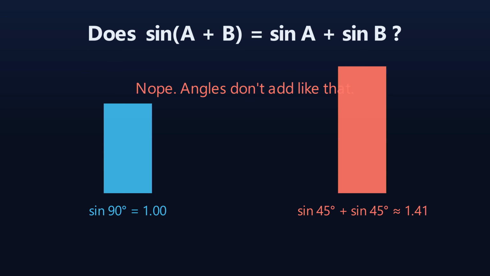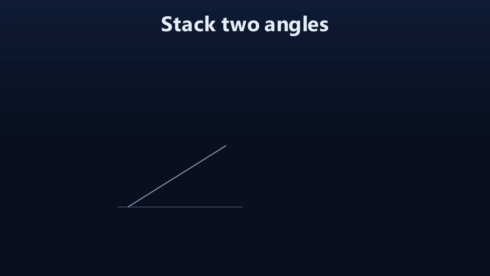So how do they? The answer is one of the most elegant pictures in mathematics. Stack 2 angles, angle A up from the floor and angle B on top of it. Now reach out along that top ray a distance of exactly 1 and mark the point P. We're going to find the height of P in 2 completely different ways and then force them to agree.